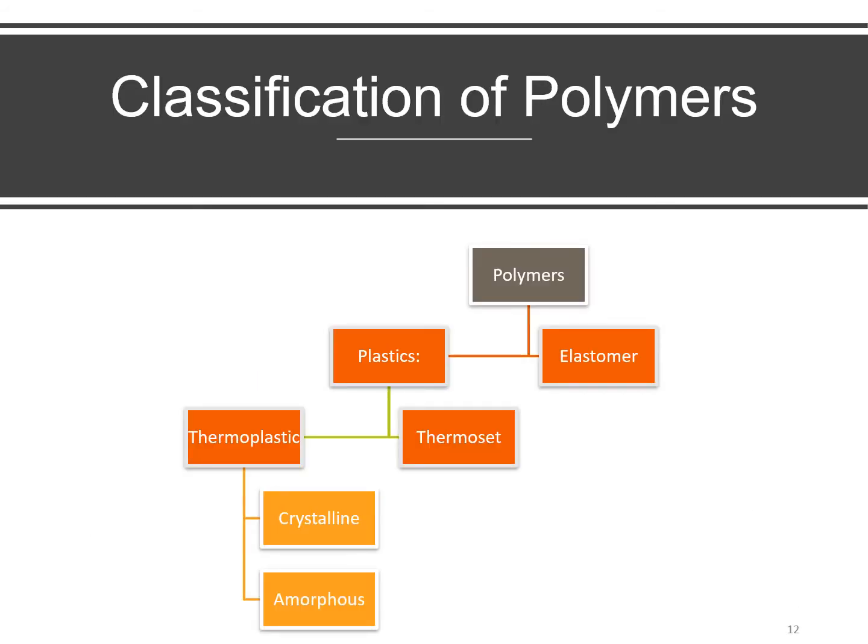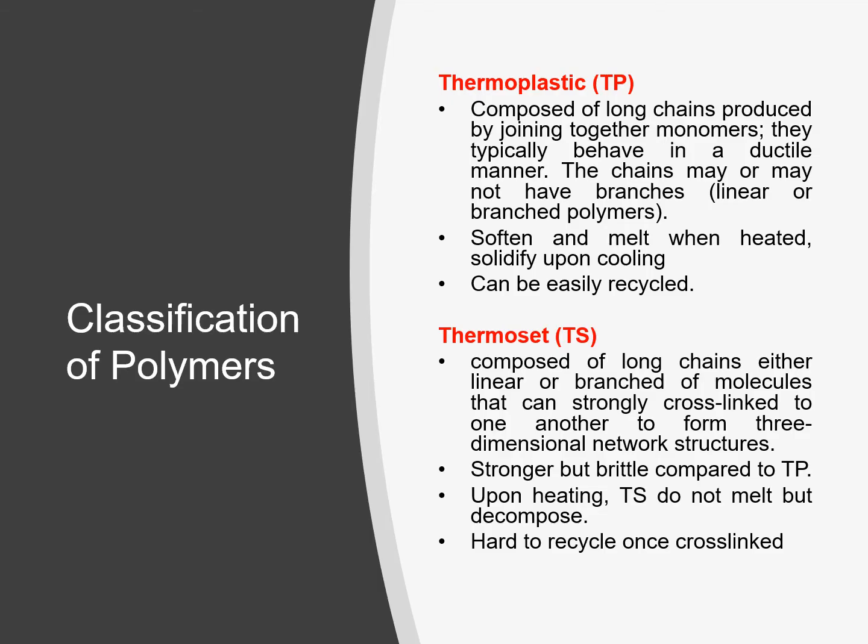Now, let's introduce you to the classification, the basic classes of polymers. There are basically two types of polymers in terms of this classification approach. The first one is called plastics, and the second one is called elastomer or rubber. Plastics are further divided into thermoplastic and thermoset. Thermoplastics include those that are crystalline in structure and those that are non-crystalline or called the amorphous material. So the classification of polymers include the thermoplastic, thermoset, and elastomer.